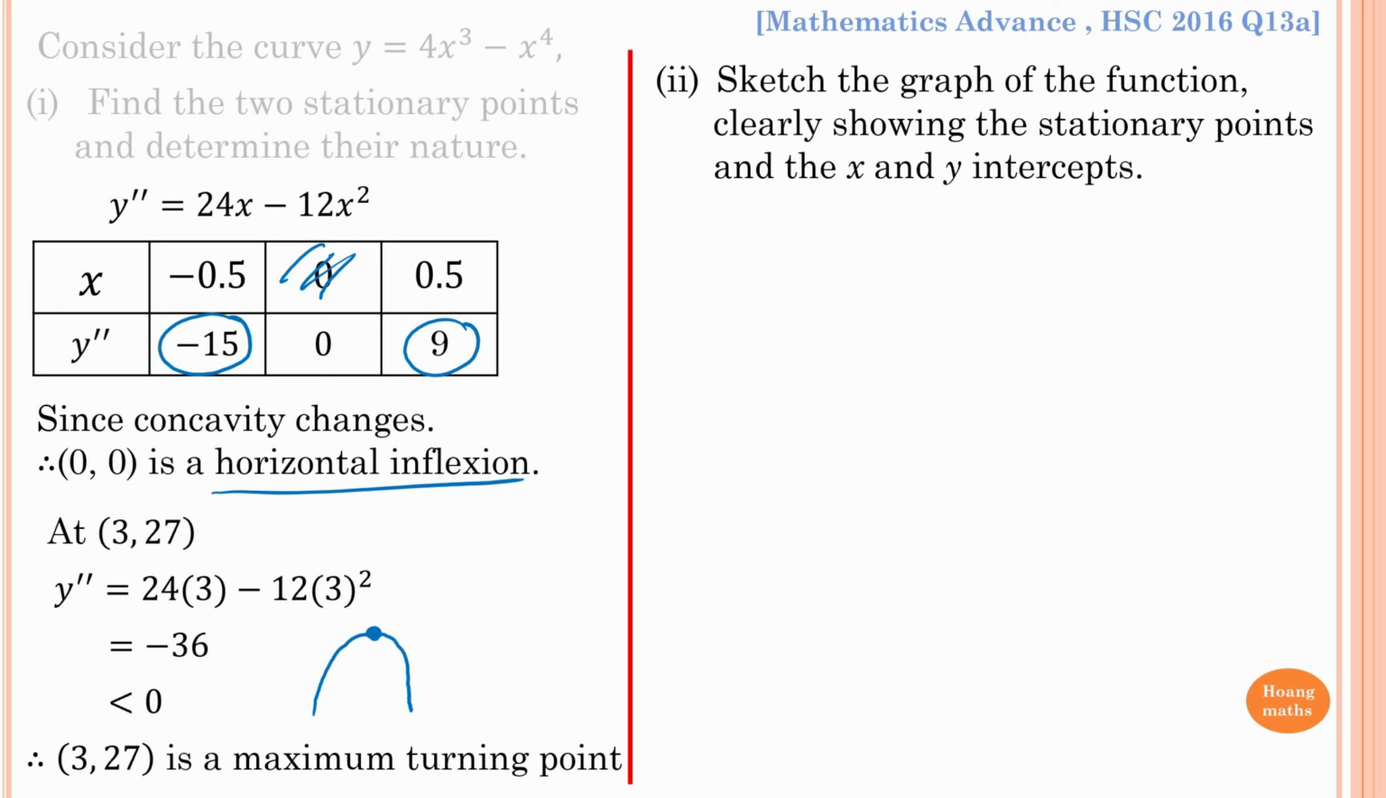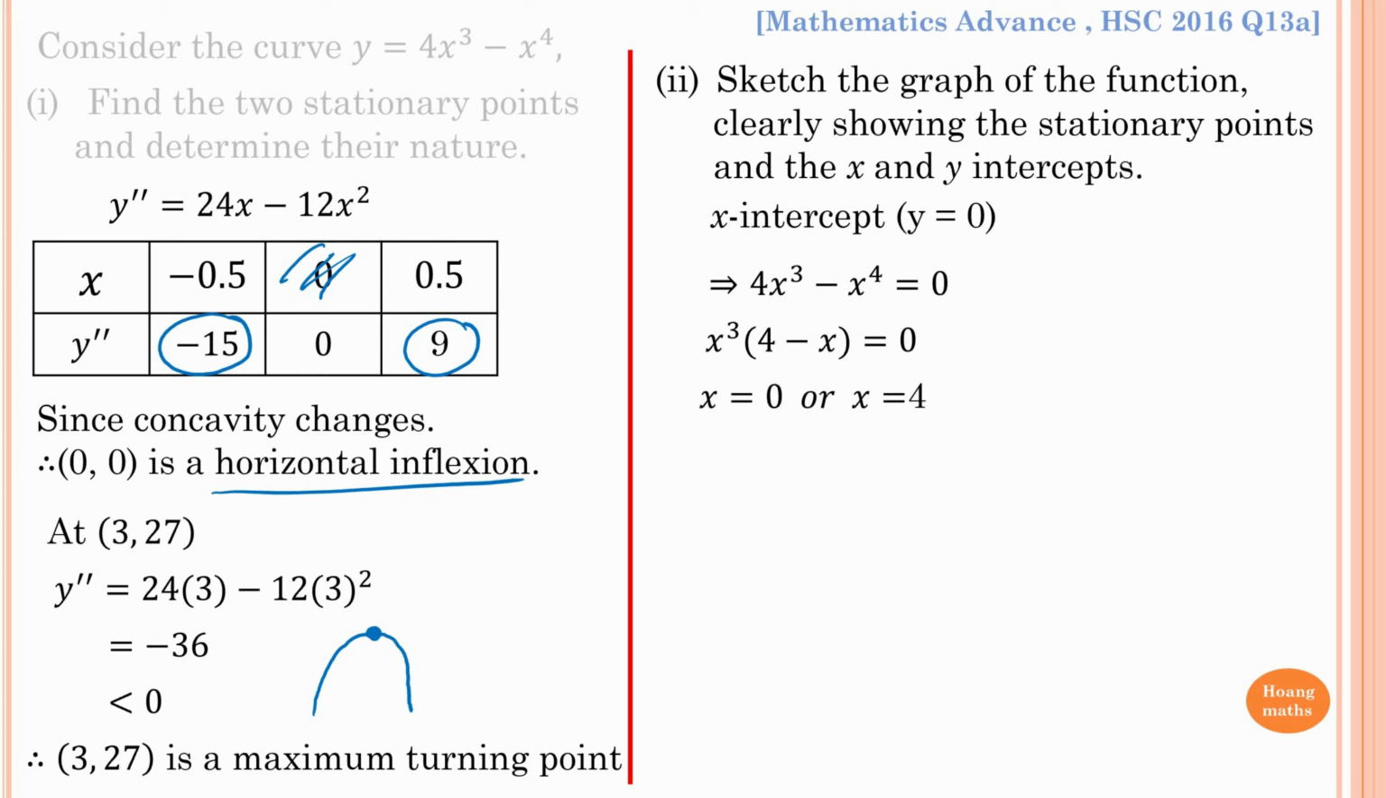Functions clearly show the stationary points and the x and y intercepts. So first of all, to find the x-intercept, we know that y is equal to 0. So this means that 4x^3 minus x^4 is equal to 0. To factorize it, we take our common factor, which is x^3, and left with 4 minus x is equal to 0. So therefore, x equals 0 or x equals 4.